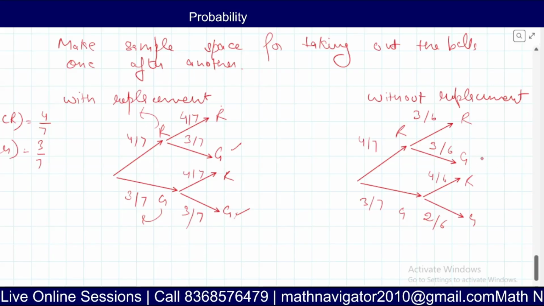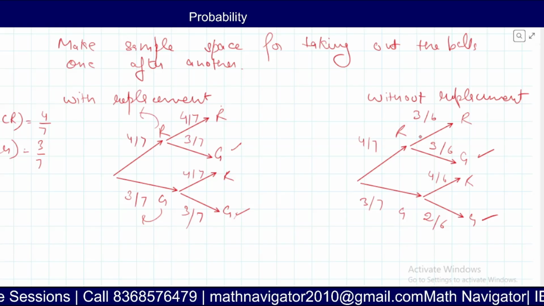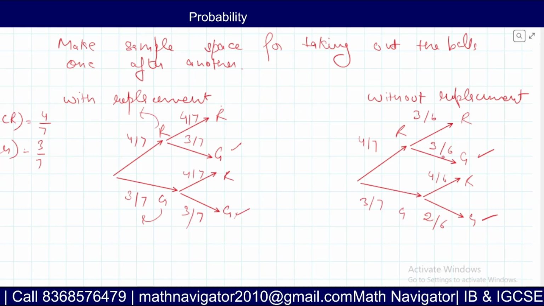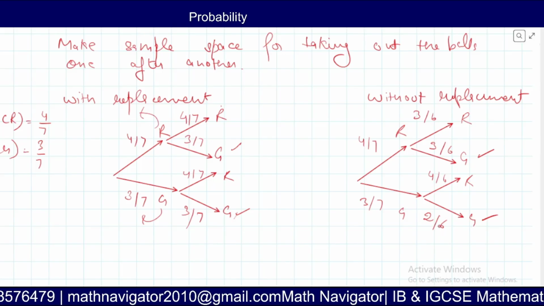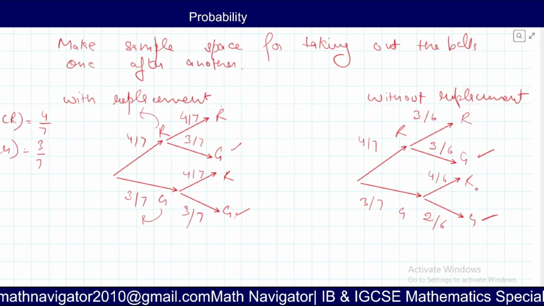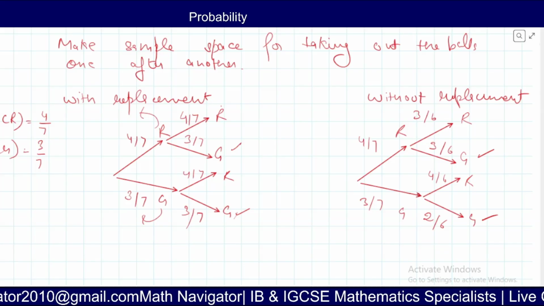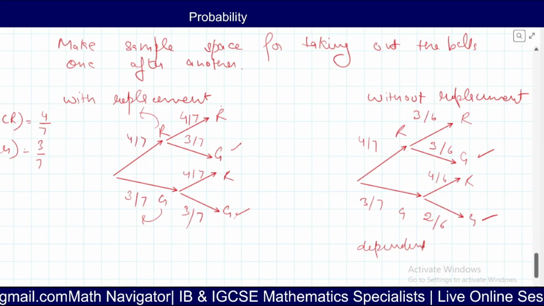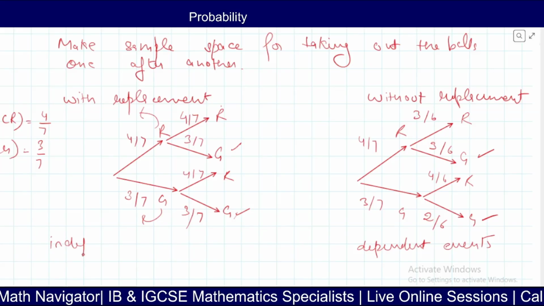So, in this case, if you see the green balls, right? Here, the probability is 3 by 6 if the first ball is red. But the probability of green ball is 2 by 6 if the first ball is green. So probability of getting the second ball as green depends on which ball you got previously. Got it? So these are dependent events and these are independent events.